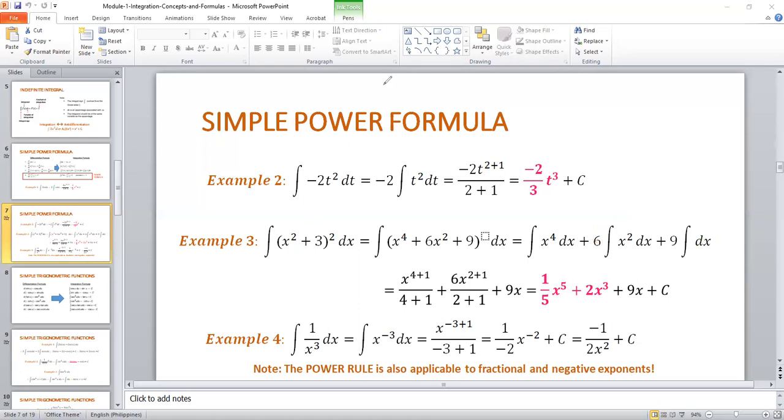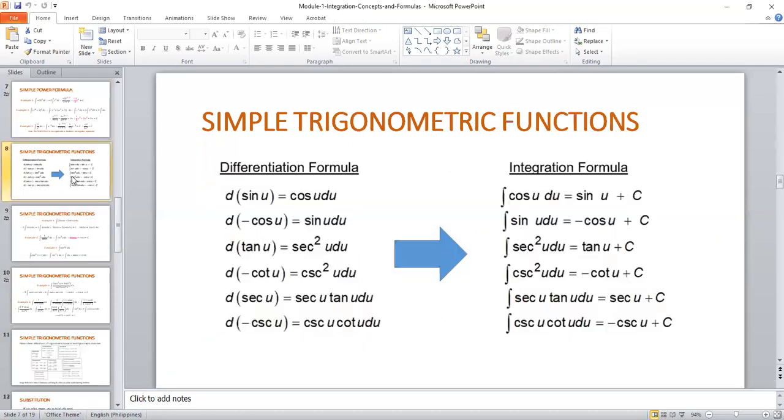Okay, we go to the next. Now, we're done with the power rule. We go to the simple trigonometric functions. And we start here with, of course, the trigonometric functions. You encountered these first in your trigonometry in high school, and you have even an extended understanding of these trigonometric functions in your senior high school. So now we will go to the integrals of these standard trigonometric functions.